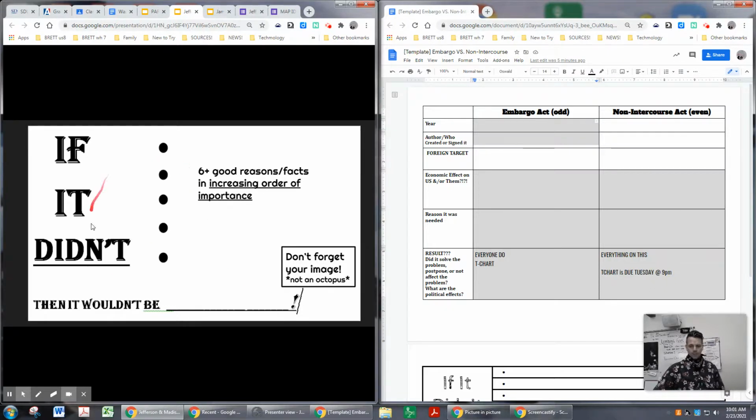So here's your goal. Here's your "if it didn't" format. I'd rather you just write "if it didn't" one big bold time instead of having to write that 5 different times. It gets to be monotonous and a pain. So we just write "if it didn't" one time, and then we give 6 good reasons and facts about the Embargo Act or about the Non-Intercourse Act in 5 of those bullet points. So first one right here, I combine the year and the author, who created it. In the next one, I'd say who that law was supposed to target, at that second bullet point.